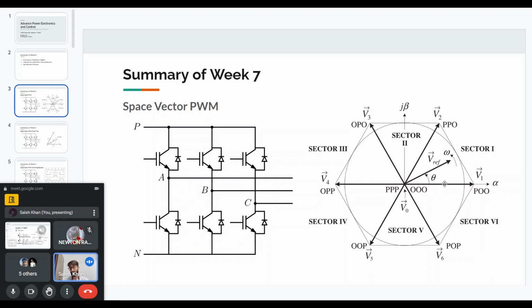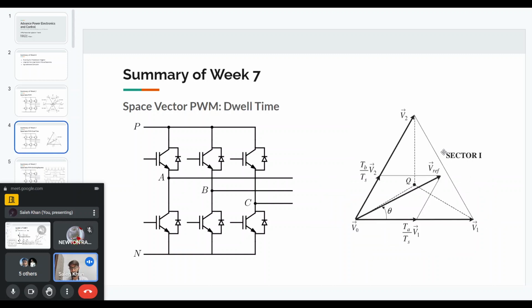Based on that, we will turn on some switch and turn on some other switch, based on what reference vector we want. So, for example, if we have this reference vector and it is in sector 1, we will use the nearest 3 possible voltage vectors. That is the V1 voltage vector, V2, and V0. These 3 are the nearest vectors.